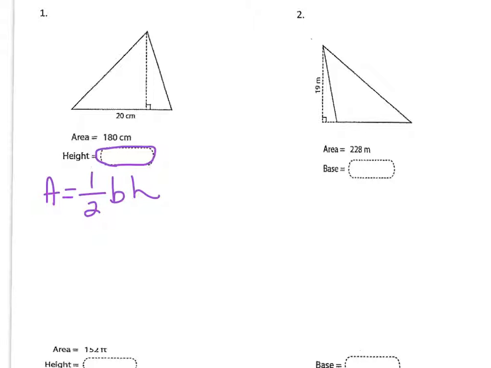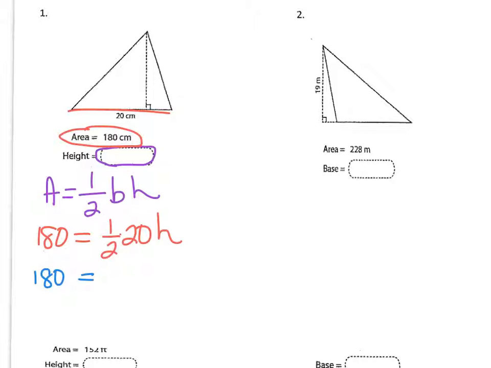And what we're going to do is plug in the information we know. We know the area is 180, so that goes in for A. They give us 1/2. The base is 20. And we do not know the height, so I'm just going to leave that as H. So to work this out, I'm going to simplify. So I have 180 equals half of 20 is 10, H.